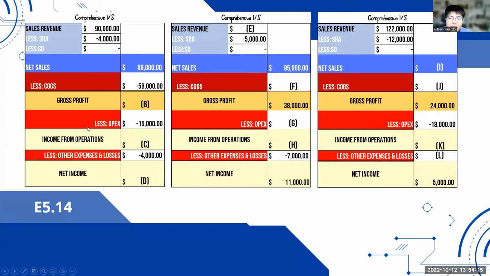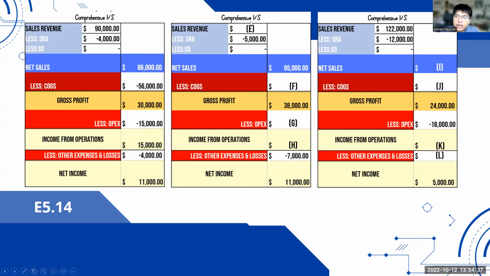Now that we have our net sales, we can get our gross profit of 86 minus 56, 30,000. And then less OPEX, we'll get our income from operations. So 30 minus 15 is 15,000. And then we get our net income, which is 15,000 minus 4,000, which is 11,000, right?